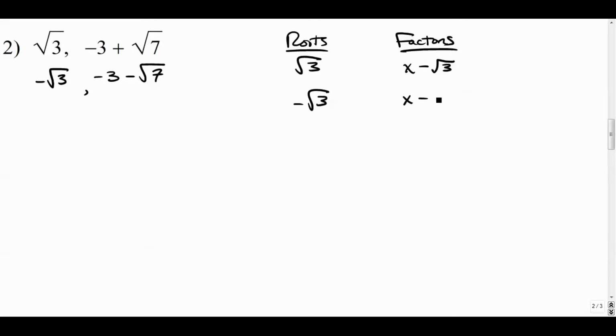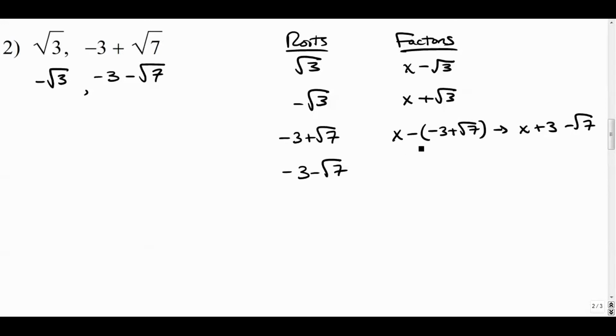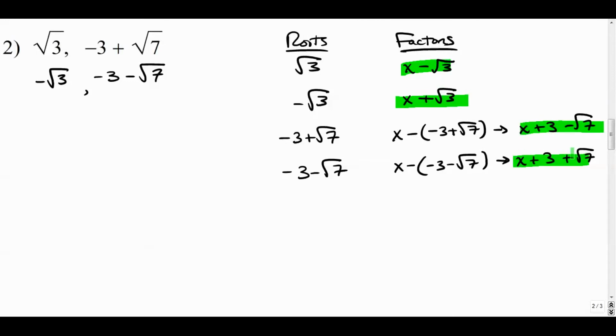If negative root 3 is a root, x minus that is a factor, so I'll just write x plus root 3. If negative 3 plus root 7 is a root, x minus that is a factor. Simplify: x plus 3 minus root 7. If negative 3 minus root 7 is a root, x minus that is a factor, and I'll simplify. So I've got factors here, here, here, and here. Let me use different colors for these. The green ones are paired together, and the gray ones are paired together.